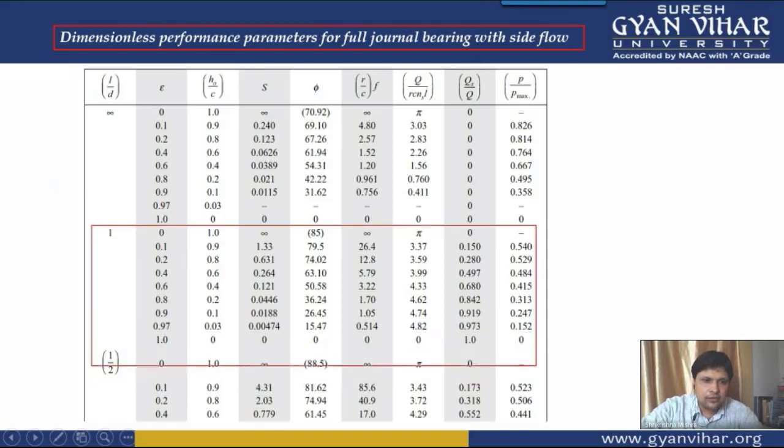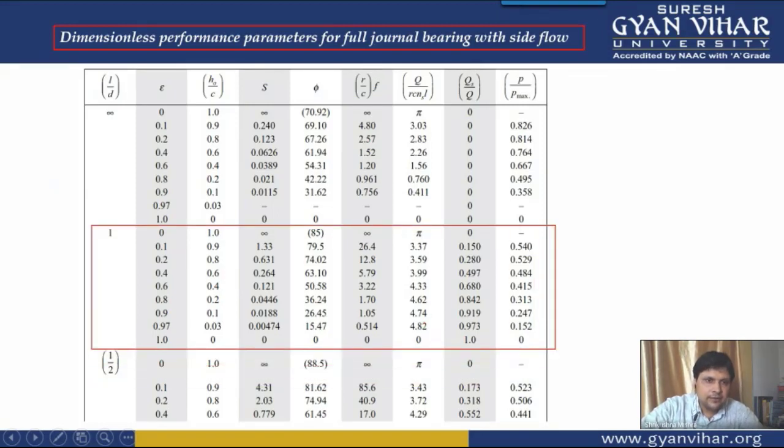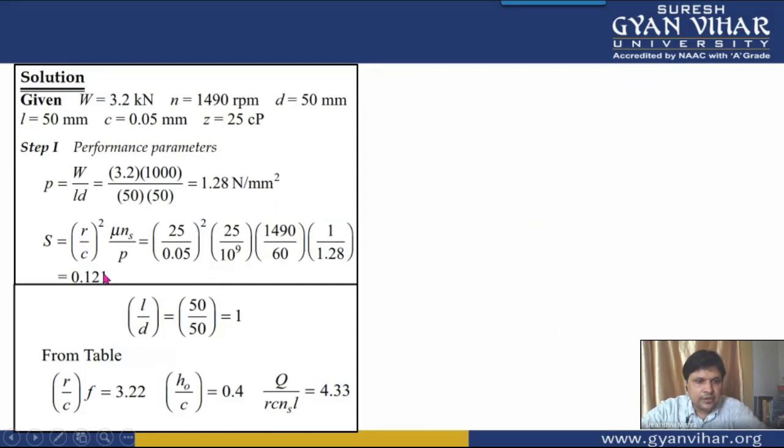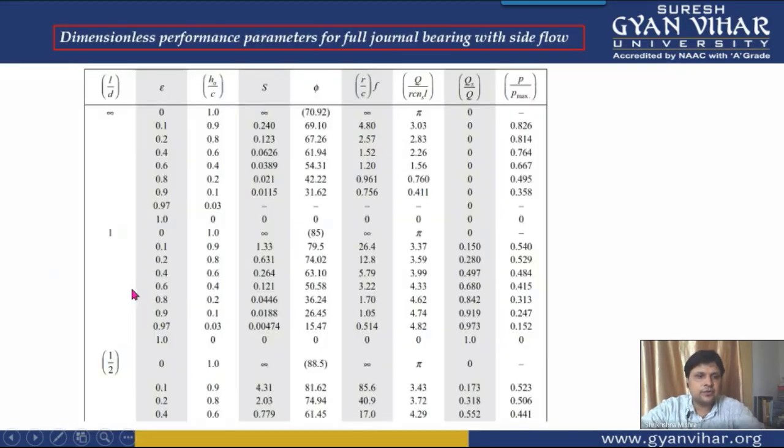In all these values, this is your Sommerfeld number. The value of Sommerfeld's number which we have calculated at the initial solution of this numerical is 0.121. Corresponding to this value of 0.121 and L by D equal to 1, you can see we will have to use these values.